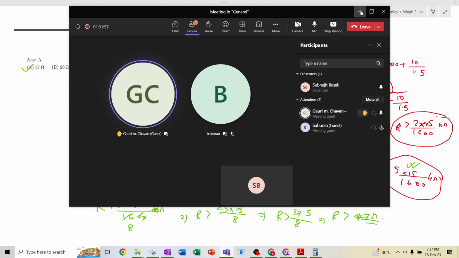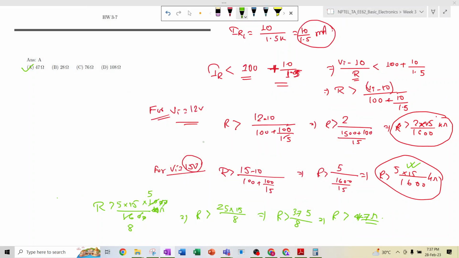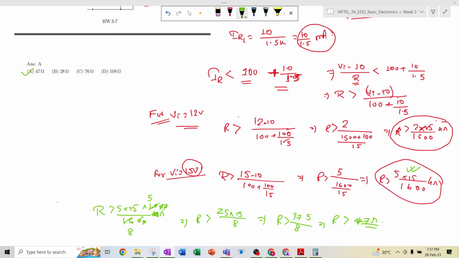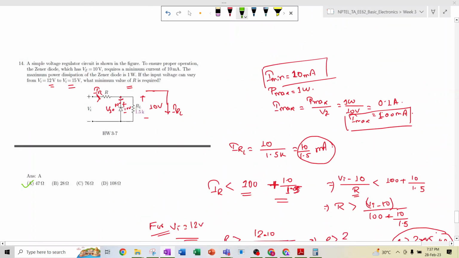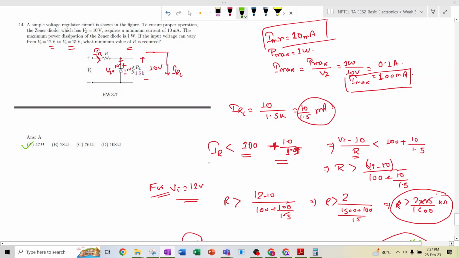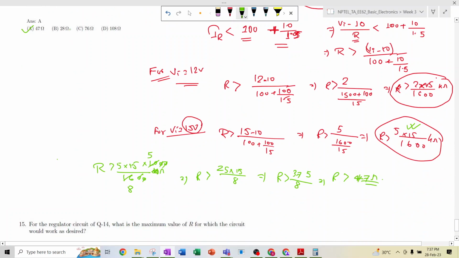Hello. Okay, understood, right? Why this maximum? Actually, when we go to buy any diode like a Zener diode, there is written maximum power, because, actually, I am discussing one thing.